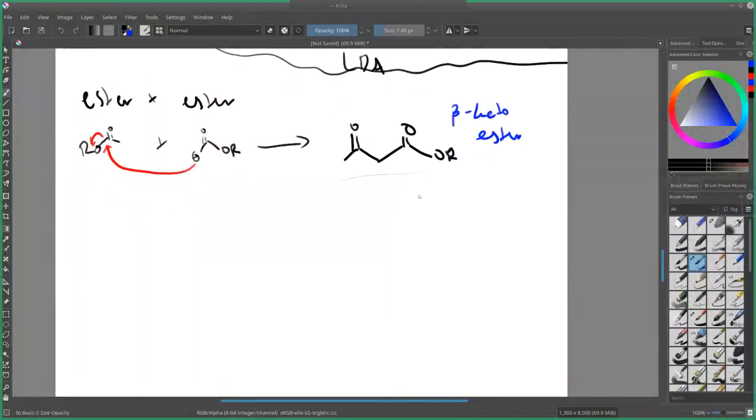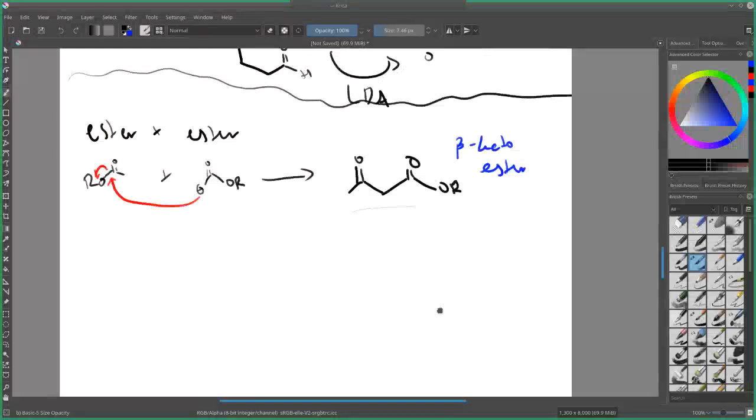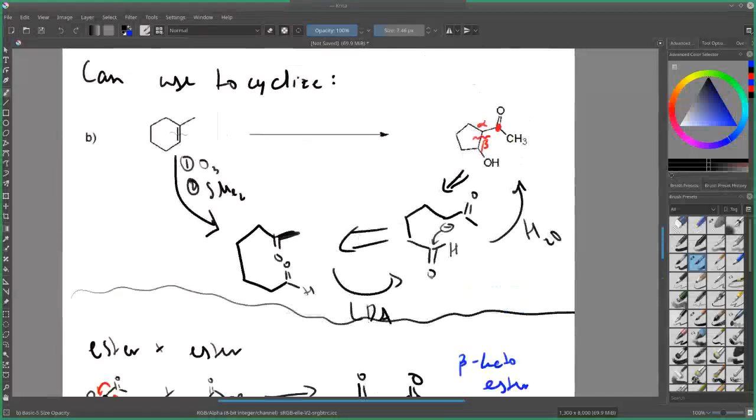Could you, in that last problem, could you do an ester and then it forms a ketone again and then figure out a way to selectively reduce it? Oh, that could be interesting.